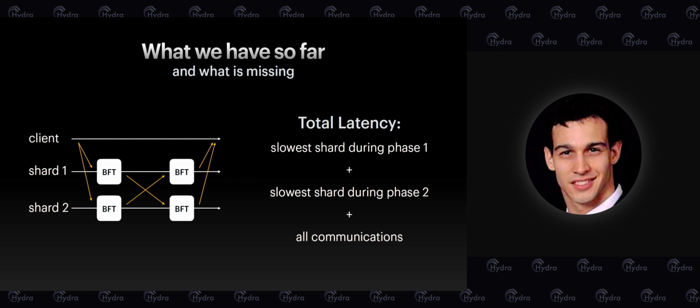However, if you look at how S-BAC at least works, you have the client that sends messages, BFT happens within shards, they need to communicate with each other either through a broadcast or through the TM. Another BFT round needs to happen, and then the client needs to be notified. So the total latency would anyway be the slowest shard of phase 1, the slowest shard of phase 2, and the time for all communication to happen. So we cannot reduce latency more than a certain threshold, knowing that we need to do all of that.